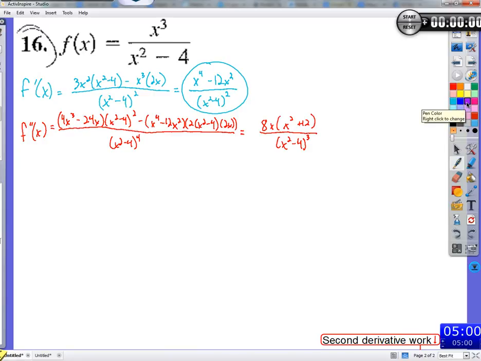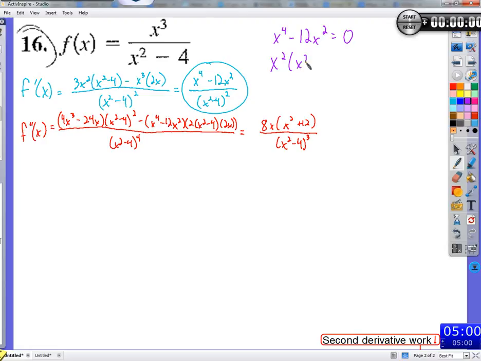Once we've done that, something that we should be able to do, we should have been able to take the second derivative from a long time ago. Okay? But now, where do we go from here? You can set the first derivative equal to 0. Set the first derivative equal to 0, which really we only need the numerator to be equal to 0.